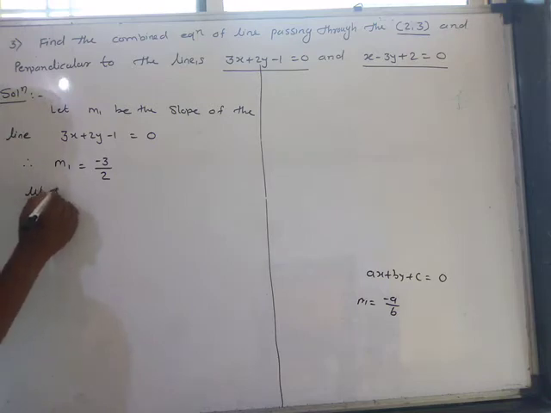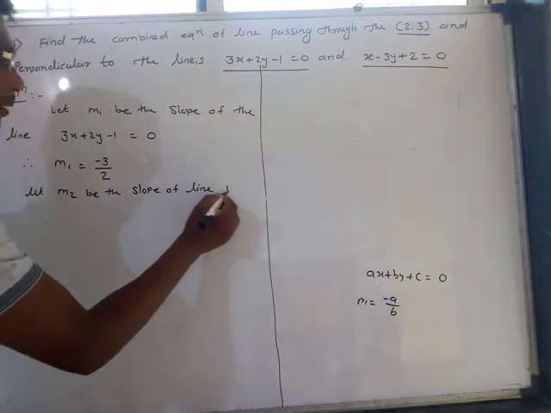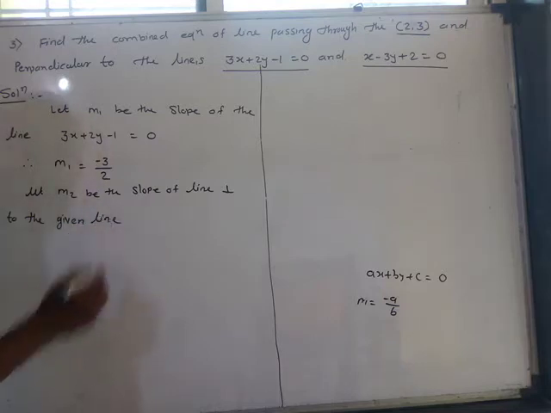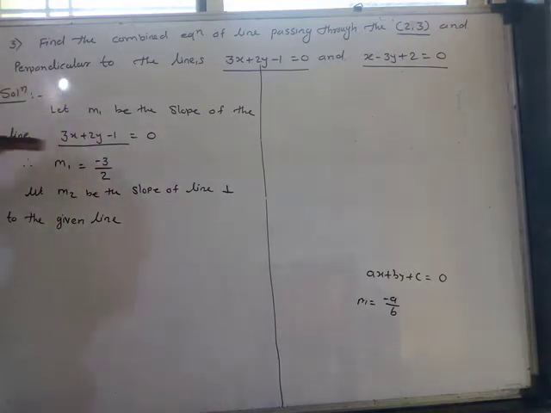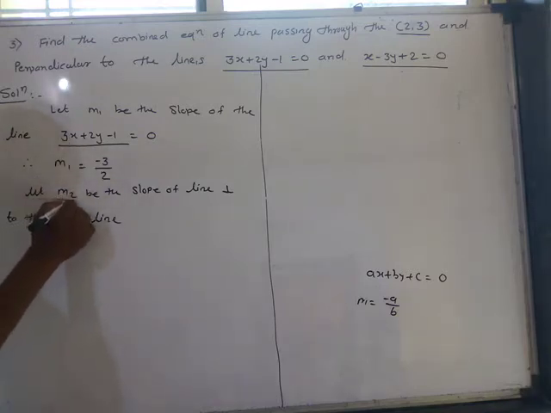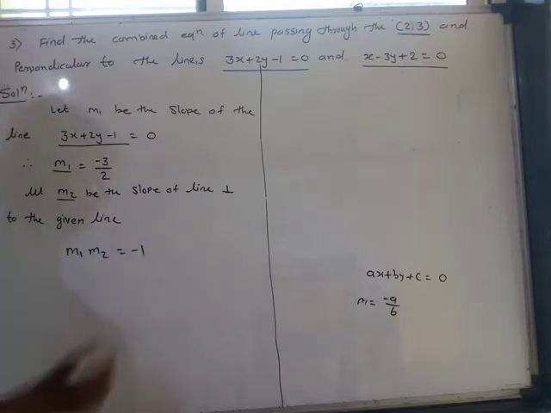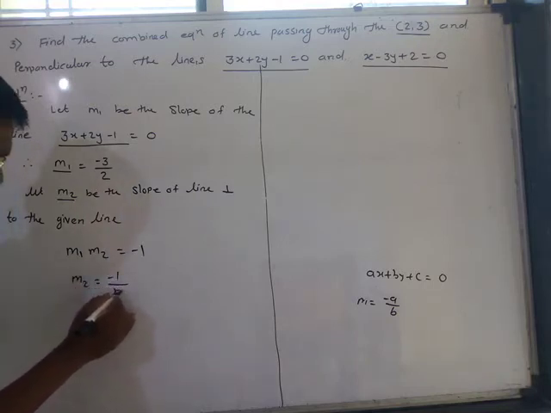Let m2 be the slope of the line perpendicular to the given line. समजा m2 हा या लाईनला परपेंडिक्युलर असणाऱ्या लाईनचा स्लोप आहे, कारण आपल्याला या लाईनला परपेंडिक्युलर असणाऱ्या लाईनचं इक्वेशन फाइंड करायचं आहे. म्हणून या लाईनला परपेंडिक्युलर असणाऱ्या लाईनचा स्लोप जर आपण धरला m2, मग जर m1 आणि m2 स्लोप असणाऱ्या लाईन जर एकमेकाला परपेंडिक्युलर असतील तर त्या दोन लाईनच्या स्लोपचा गुणाकार हा -1 आला पाहिजे. Therefore m2 is equal to -1 upon m1.